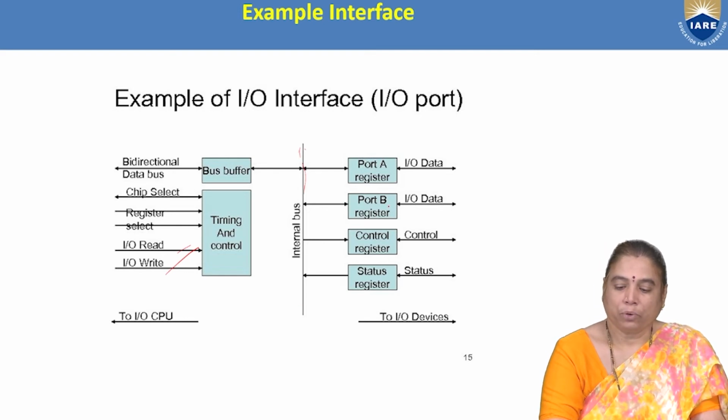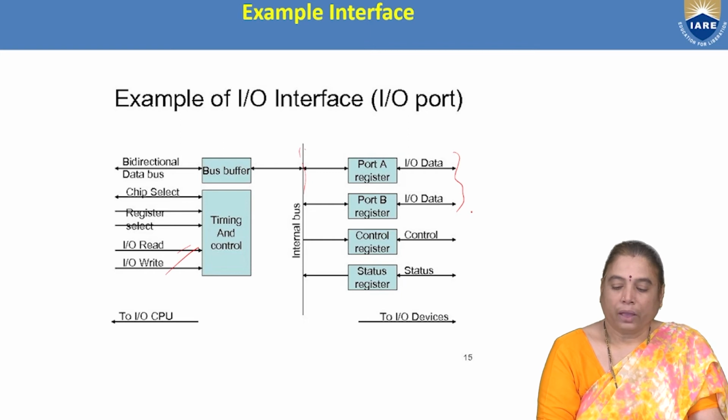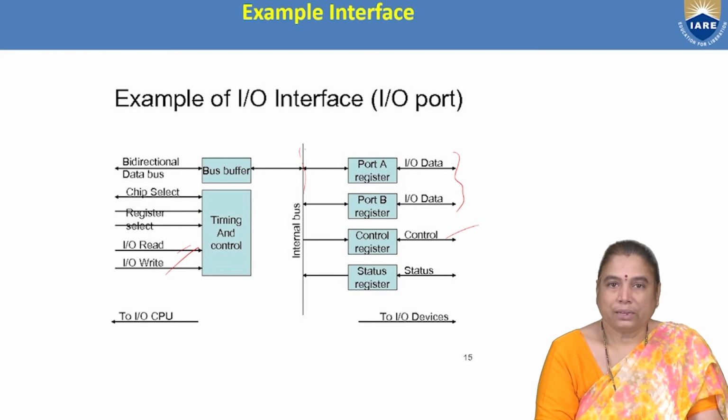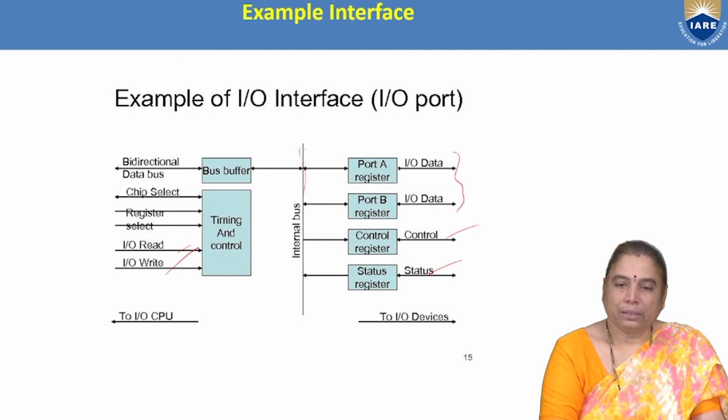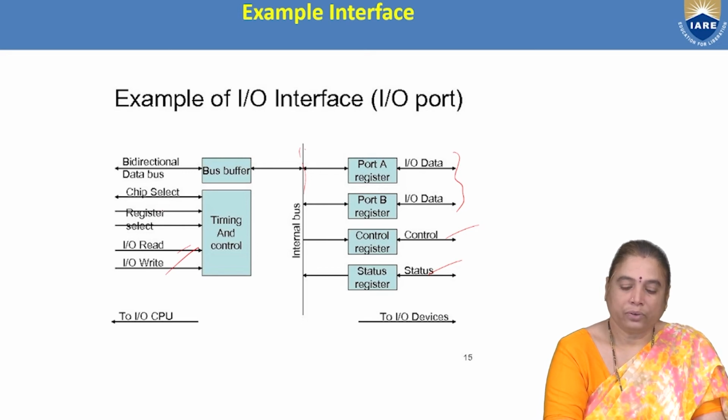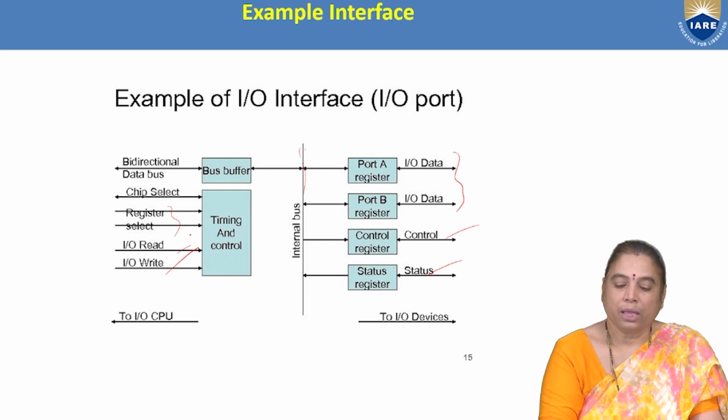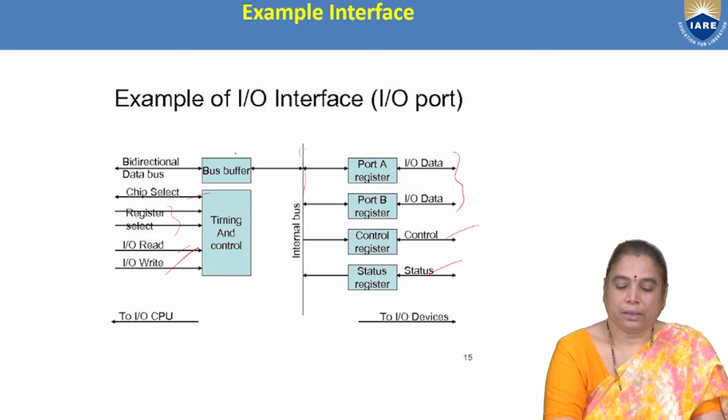So here, port A, port B, control register, status register, 4 registers are there, and the top 2 registers are used for input output data, and the control register is used to check the control signals. Status register is used to check the completion of the input output process. For these 4 registers, register selection lines can be used, and this is for the chip selection line.